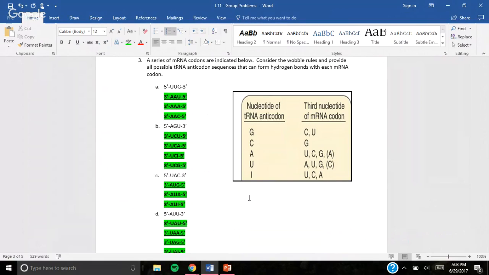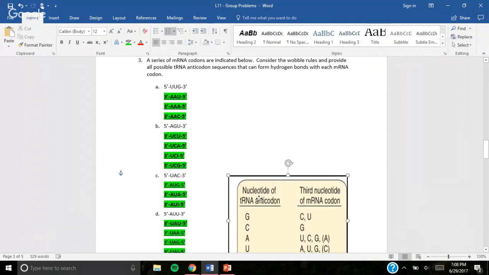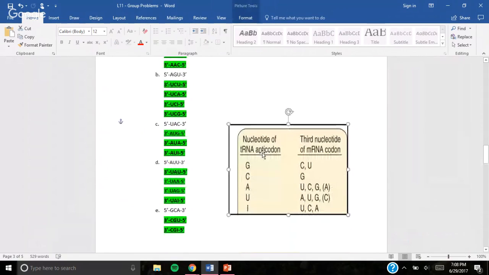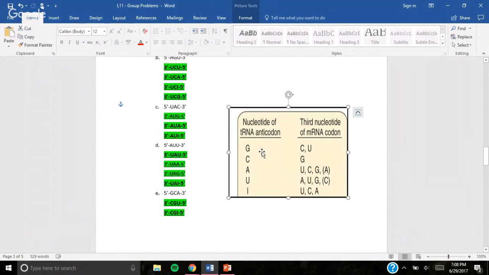And then for B, we have the same thing where AGU, so the first 2 have to be UC, and then the 3rd nucleotide can be U, A, I, or G. And for C, same thing again, UAC, so the first 2 have to be AU, and the 3rd nucleotide can be G, A, or I.